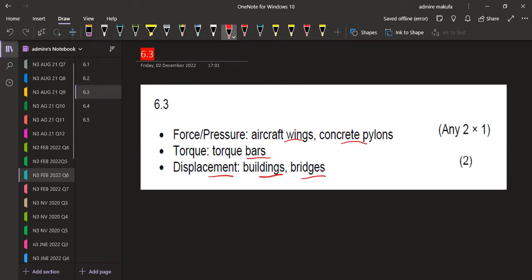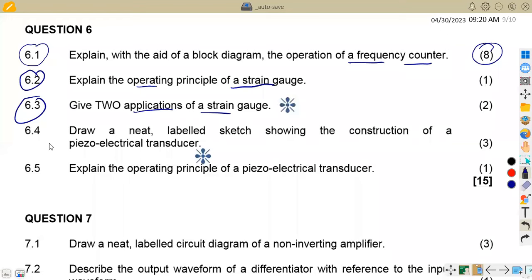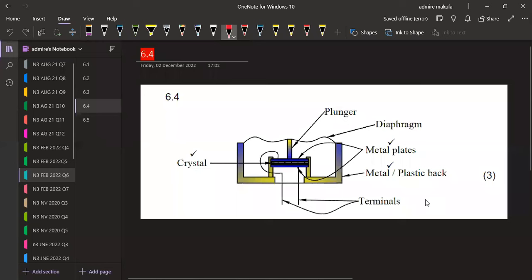All right. Then we are having question 6.4, where we are asked to draw a neat labeled sketch showing the construction of a piezoelectrical transducer. 3 marks for that. All right, so a piezoelectrical transducer is like this, guys. This is what we have. Take note, you're supposed to show these points, mostly the crystal, the plunger, the diaphragm, and the metal plates, together with the metal or plastic bag and these terminals.